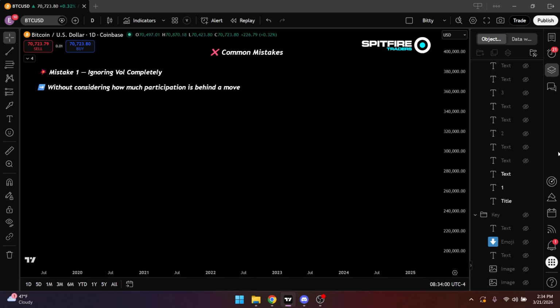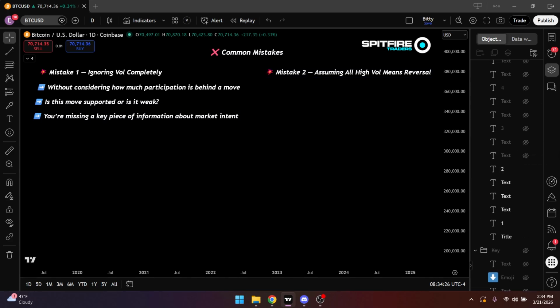A move can look strong on the chart, but if it happens on low volume, it may lack real conviction. Volume helps you answer, is this move supported or is it weak? Ignoring volume means you're missing key information about market intent.